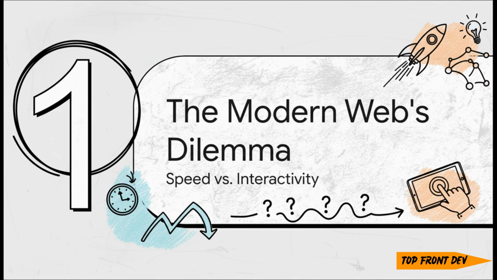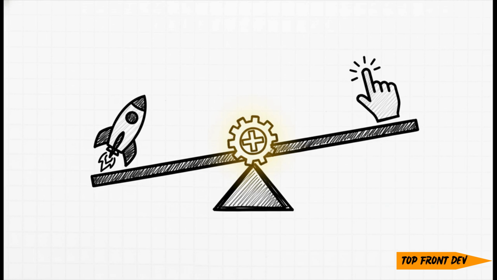And that right there brings us to our first section, the modern web's dilemma, that fundamental tug of war between speed and interactivity. But here's the thing, what if you didn't have to choose? What if you could get that lightning-fast server-rendered speed and all that dynamic client-side magic, all in one seamless package? Well, that's exactly the promise we're talking about today.